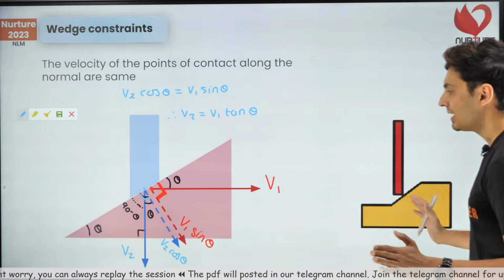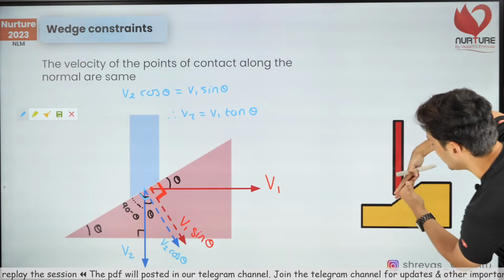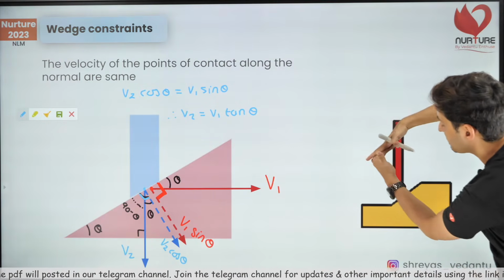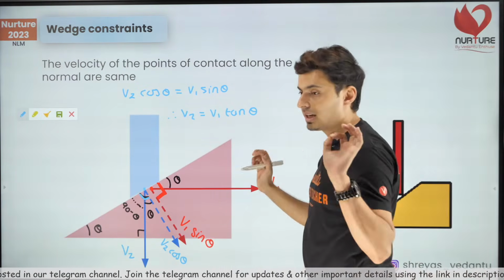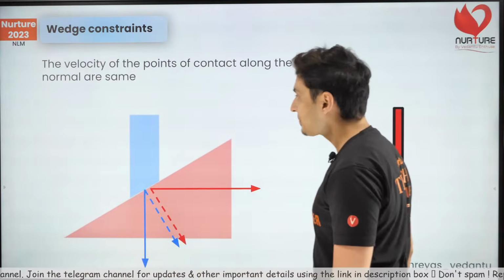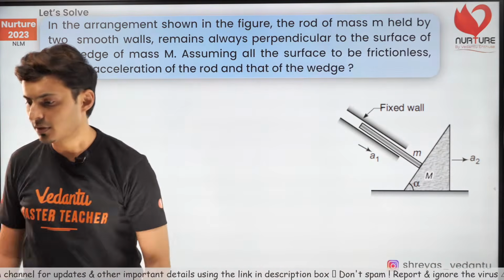Did you guys understand how to do it, and the concept behind it? If the two surfaces should not separate or crumble onto each other, the velocity components perpendicular to the surface of contact should be the same. Let's do a question based on this really quick. Cool. Let's do this. Look at this question. Interesting question.